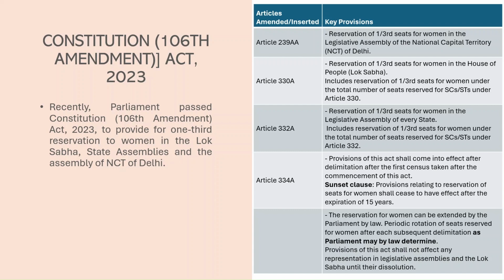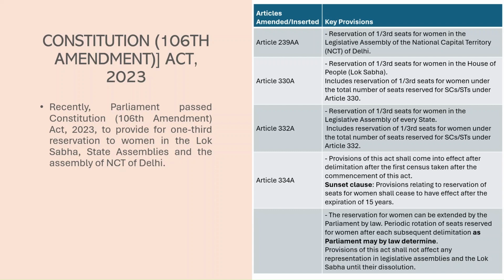The amendment has its root in Article 239AA, which specifically focuses on the reservation of 1/3 seats for women in the Legislative Assembly of the National Capital Territory of Delhi. Next up, there is a new addition to the constitutional framework, that is Article 330A. This introduces the reservation of 1/3 seats for women in the House of the People, which is commonly known as the Lok Sabha, right? Noteworthy is that it also includes a reservation within the total number of seats allocated for the scheduled castes and the scheduled tribes under Article 330 of the Constitution as well, right?